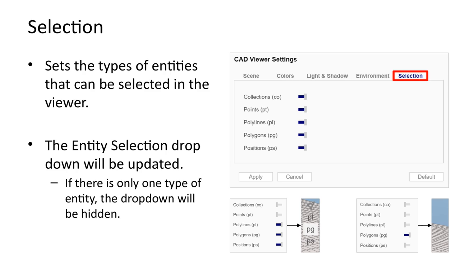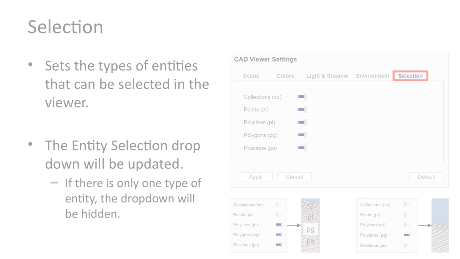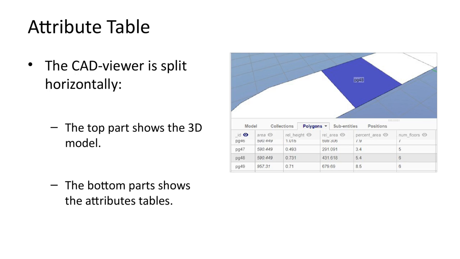Next we will have a closer look at the attribute table. The attribute table can be shown in the bottom half of the viewer. The divider can be dragged up and down. The attribute table has tabs for different types of entities. The first tab is the Model tab. This shows the attributes defined for the whole model. The layout of this tab differs from subsequent tabs. In this case, each row represents one attribute, with the name on the left and the value on the right. In subsequent tabs, each row represents an entity in the model, and each column represents an attribute.